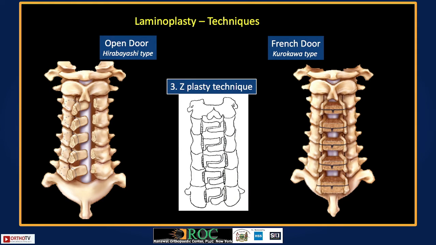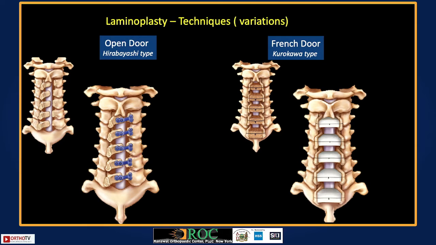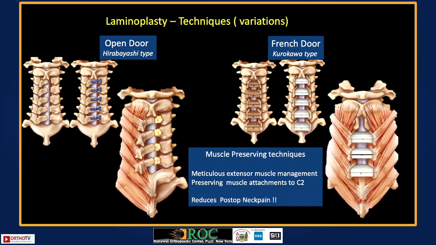There are multiple techniques which have been described, but these are technically demanding procedures, so usually not advocated. There are variations in these two techniques where you can open the doors and then add a graft or an instrument depending on what sort of surgery you are doing. And now the focus and the pendulum is gradually swinging towards muscle preservation, because that is an important factor in neck pain.